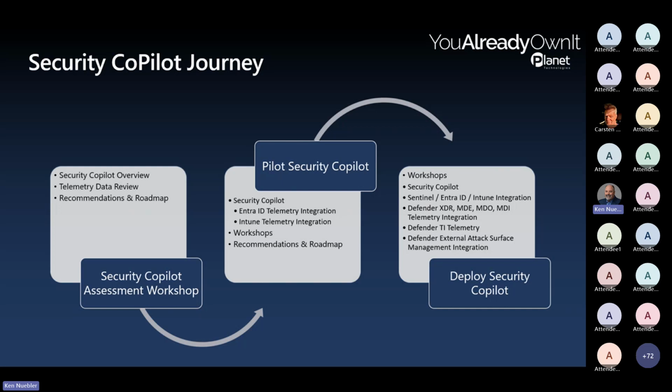Then moving on from there, we've got a pilot Security Copilot, which then again talks about integrating with the telemetry of Entra and Intune, and then obviously recommendations and roadmaps. And then finally, this is where we start thinking about deployment and production rollout, where we start integrating all the different capabilities and tools within the Microsoft ecosystem. So that's definitely powerful. So if you're interested in any of these, please reach out to your cloud strategist or account executive to set up a call to discuss.